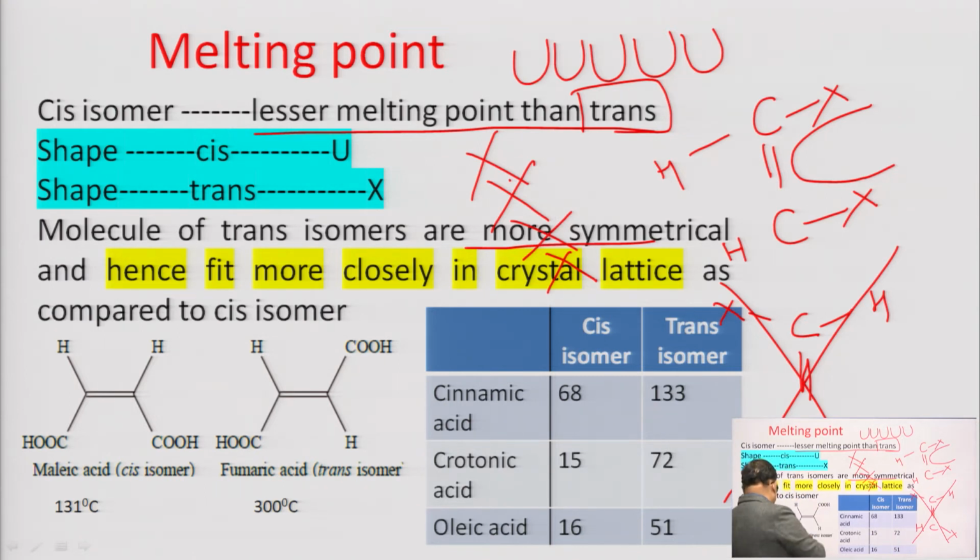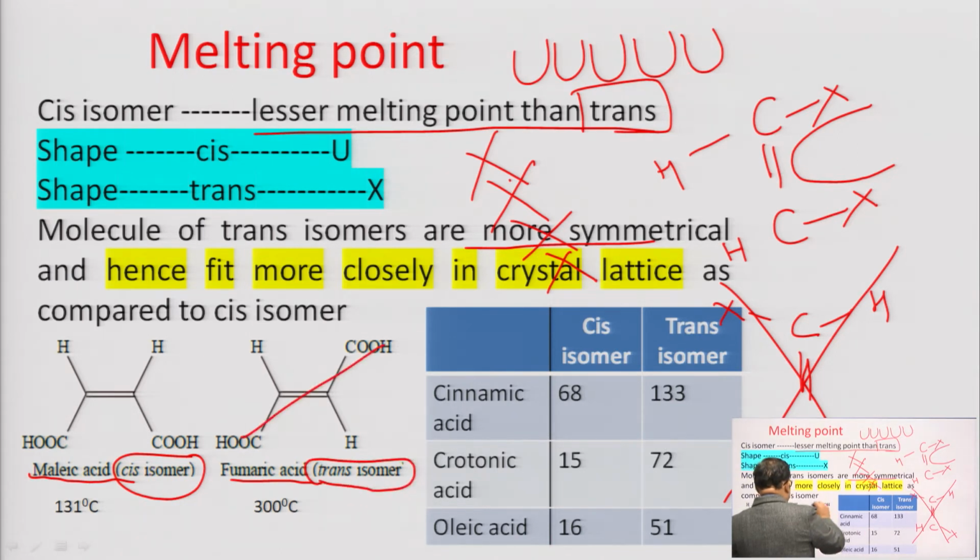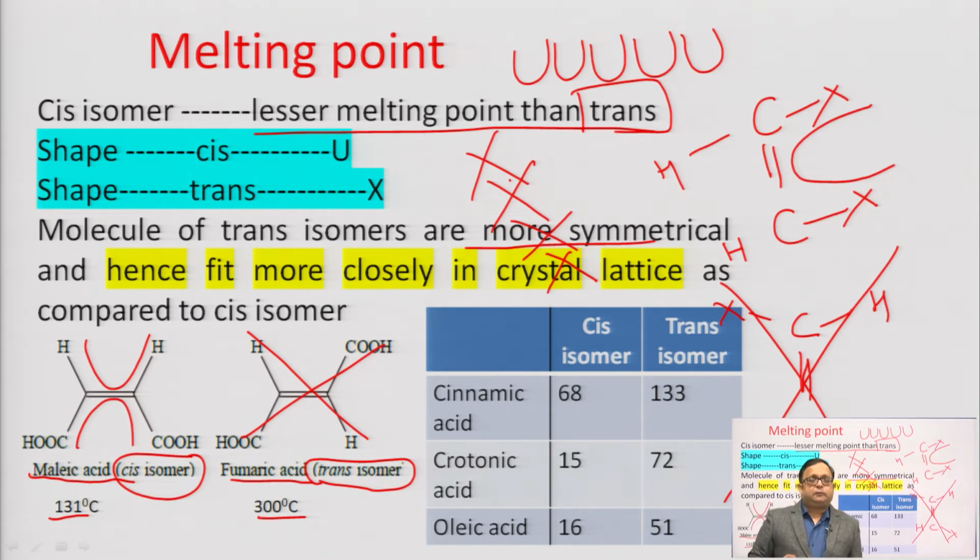Now, look at one example, maleic acid and fumaric acid. Maleic acid is a cis isomer, fumaric acid is a trans isomer. So, one is following the shape of the letter U and the other the shape of the letter X. Maleic acid has melting point 131, on the other hand the trans isomer, that is fumaric acid, possesses the melting point 300 degree Celsius. So, this example satisfies the statement that cis isomers possess lesser melting point as compared to the trans isomers.